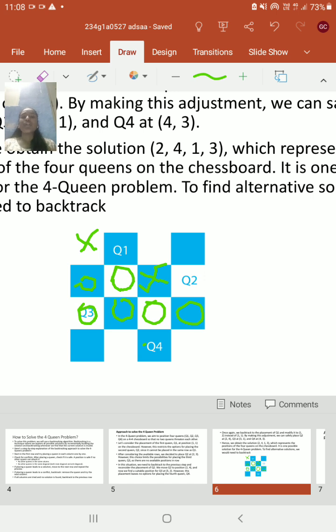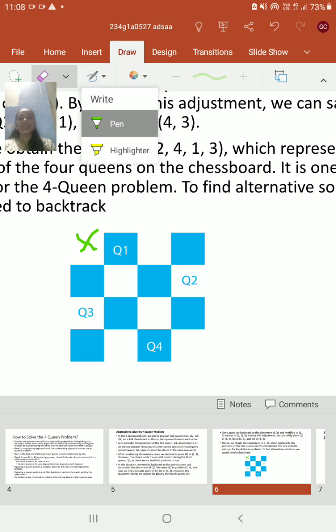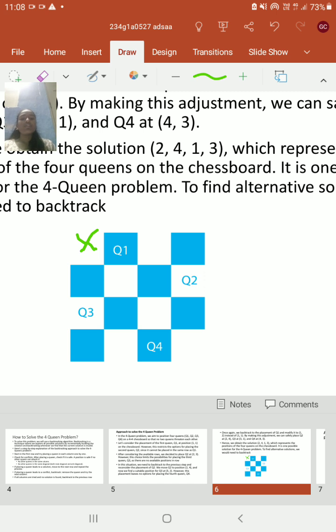So now what do we have to do? Now we have to change the place of q2. See, now if you place q1 here and q2 here, then what are the chances to place q3? In the first column there is no chance to place q3. In the second column we can place q3.